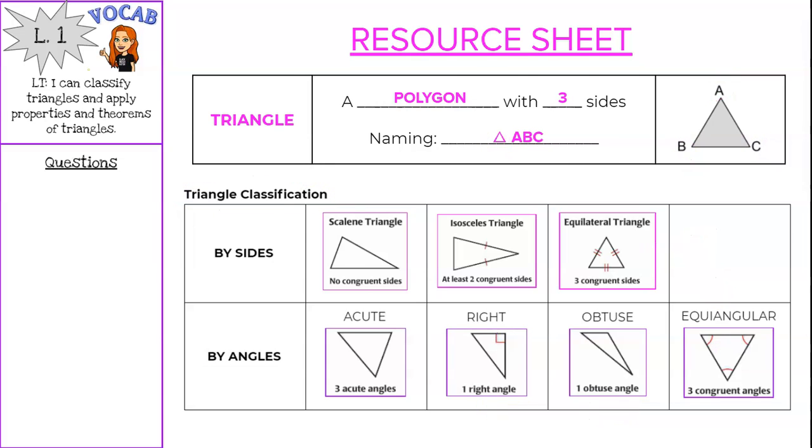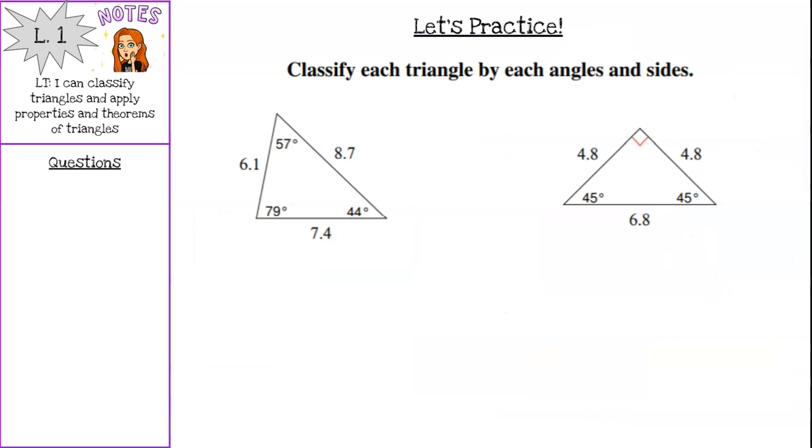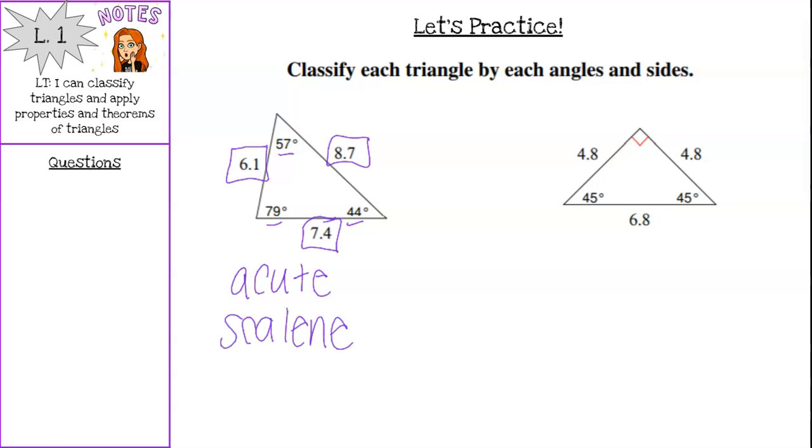So let's practice this. We've got: classify each triangle by angles and sides. For the first one, if we look at our angles, all of our angles are below 90 degrees, which makes it an acute triangle. And if we look at the sides, none of the sides are the same measure, so that makes it scalene. So an acute scalene triangle. I want you to try this one on your own. Put your answer in Edpuzzle and see if you are correct.